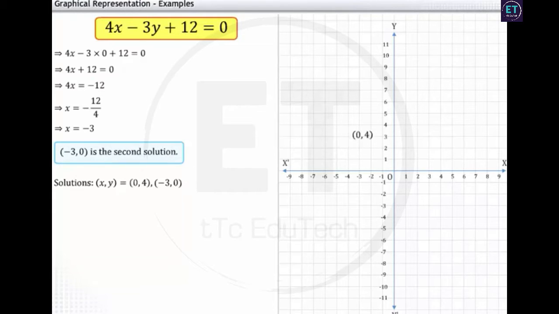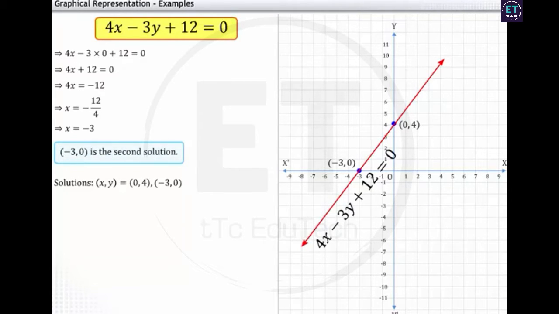Let's plot these points on the graph. On passing a line through these points, the graph of the equation is obtained. This line represents the linear equation 4x minus 3y plus 12 equals 0. Remember, all points that lie on the same line are solutions of this linear equation.